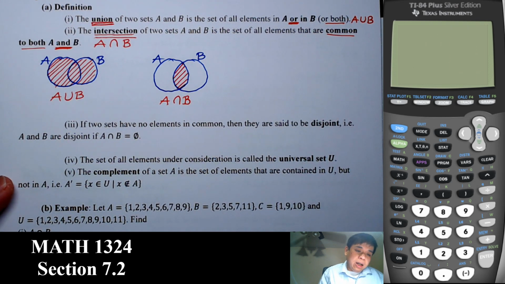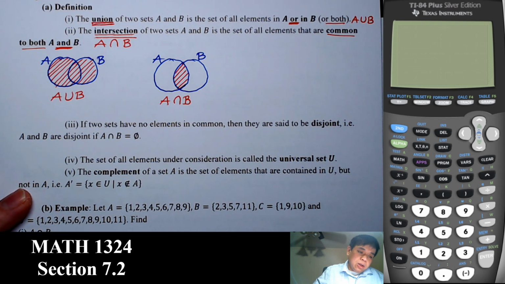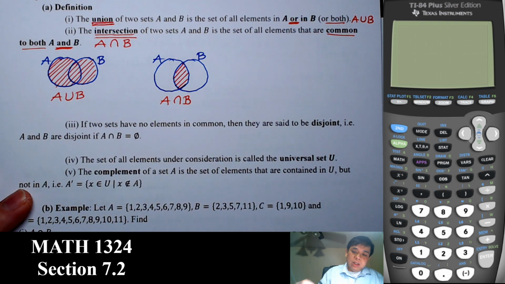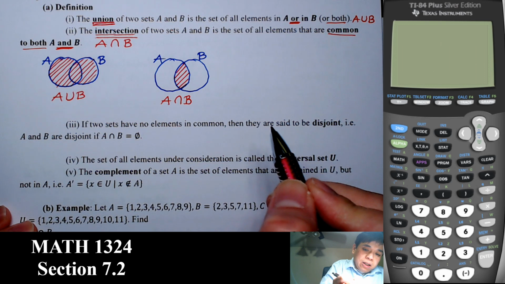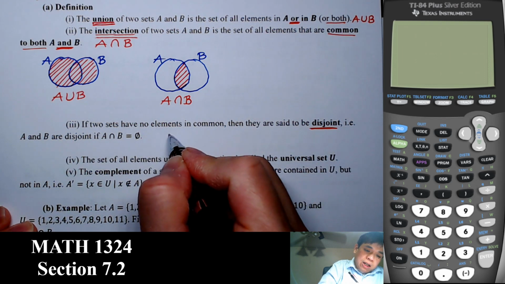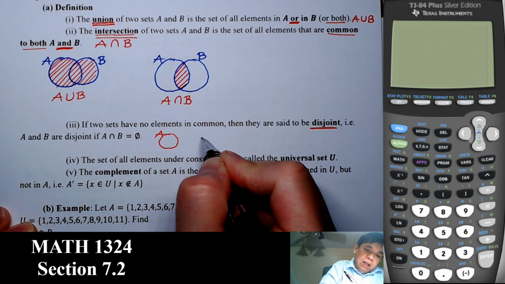If two sets have no elements in common, then they are said to be disjoint. So A and B are disjoint if they have nothing in common. So in that case we just have A and B like this.